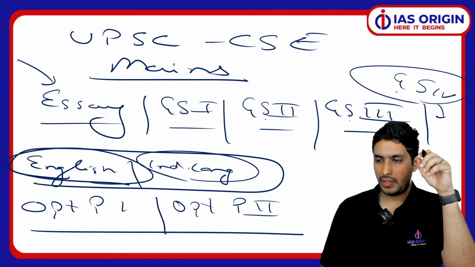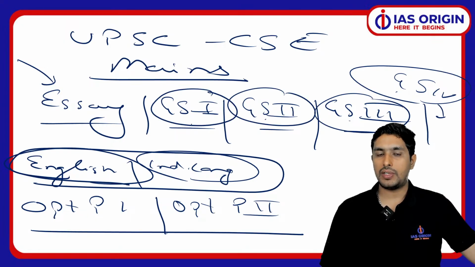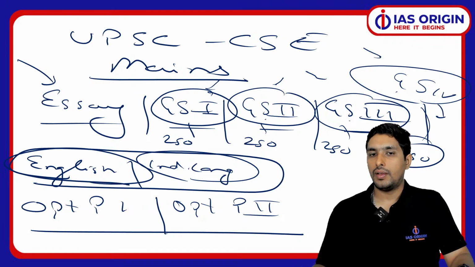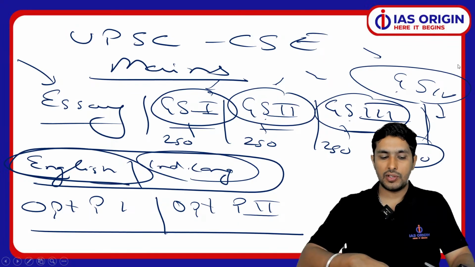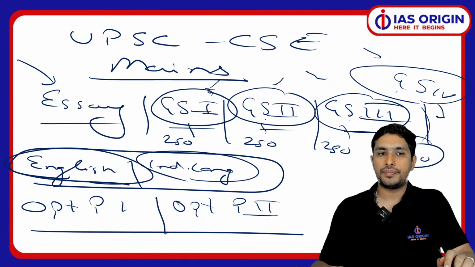Very clear. So you have to properly prepare these GS papers. Technically GS paper 1 is 250 marks, this is also 250 marks, this is 250 marks, and this is also 250 marks. Any doubts still? In case you have, you can tell me. So basically we are focusing on the aspect precisely as you can see here.